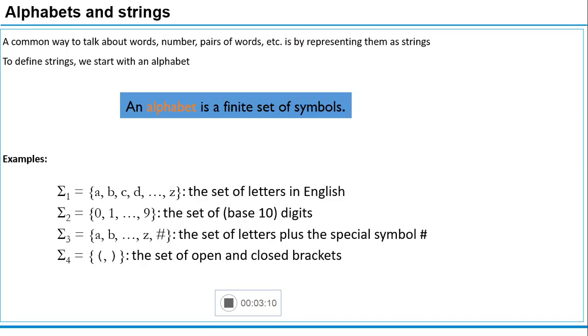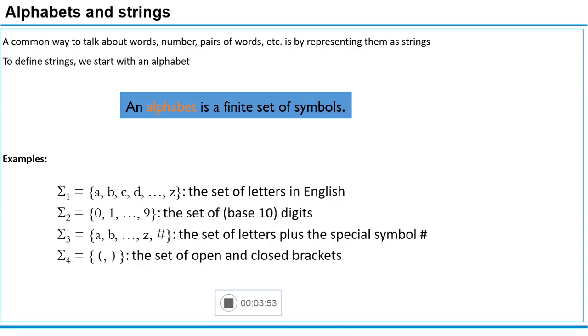In finite automata, we are going to learn what an alphabet is, what a string is, and what a language is. What is an alphabet? It's nothing but symbols. You can think of it as a set of letters, or as particular digits. In general, an alphabet is a set of symbols. Here we have listed some examples. The set of letters in English from A to Z is an alphabet. The set of digits from 0 to 9 is an alphabet. A set of letters plus a special symbol like hash is also an alphabet. And a set of open and close brackets is an alphabet.